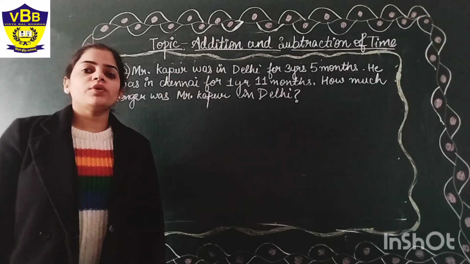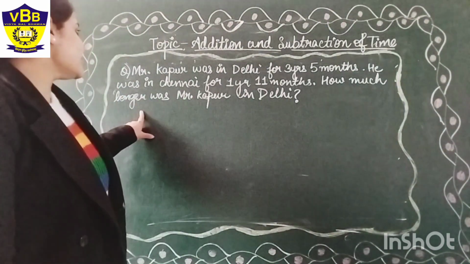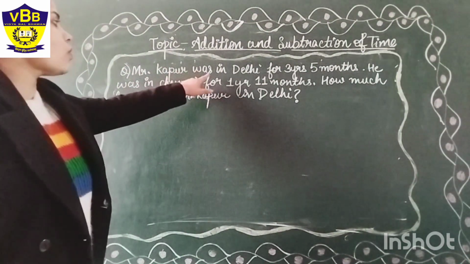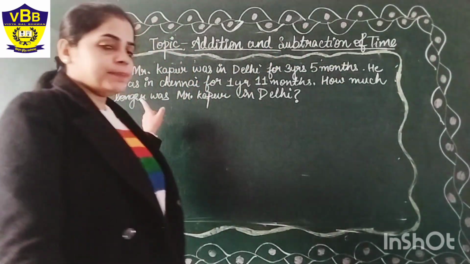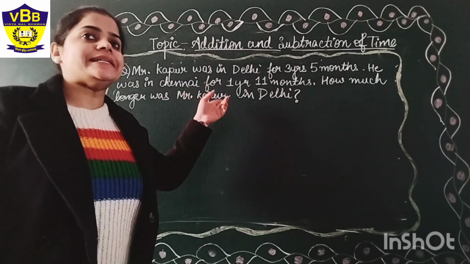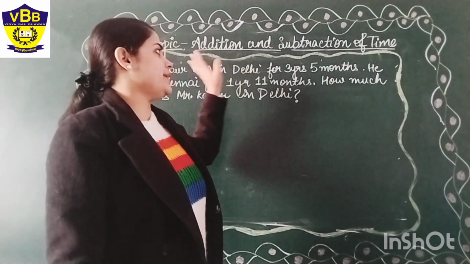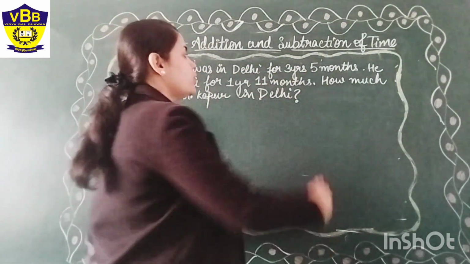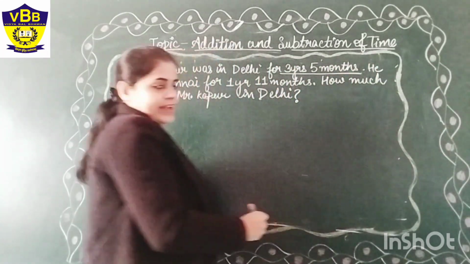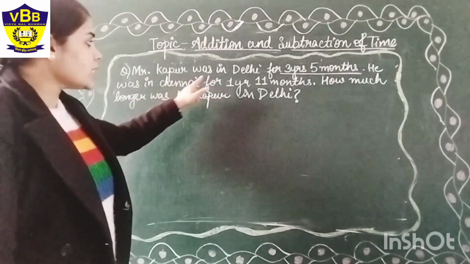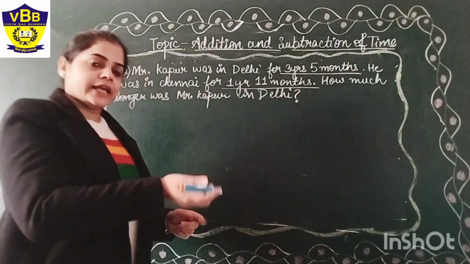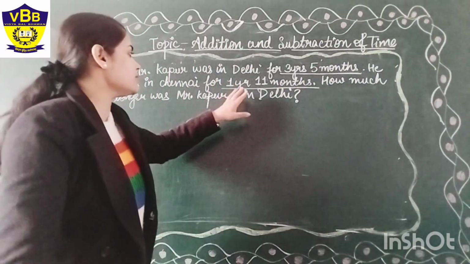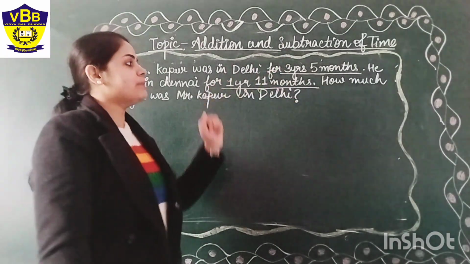Let us see one more example. Our next example is: Mr. Kapoor was in Delhi for 3 years 5 months. Mr. Kapoor is a person who was in Delhi. He has gone for some work, for example. So he was in Delhi for 3 years and 5 months. He was in Chennai for 1 year 11 months. But in Chennai, what was the time duration? That is 1 year and 11 months.